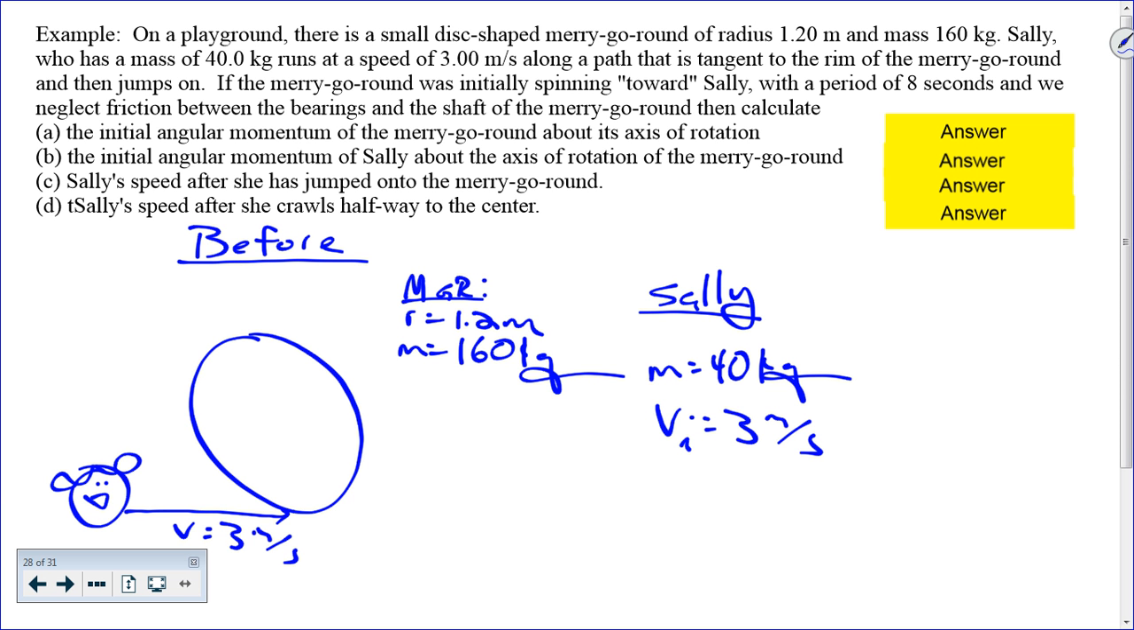All right, so it says the merry-go-round was initially spinning towards Sally with a period of 8 seconds. Why did I write this like this? So I'm going to write T for period initially is 8 seconds. It says it's spinning towards her, so I'm going to draw. Make sense?